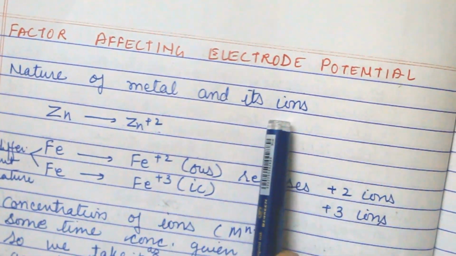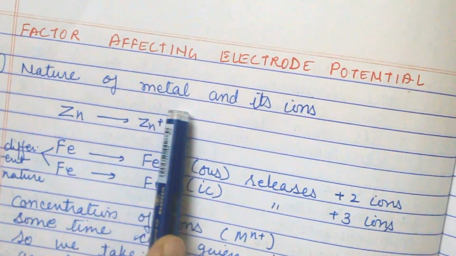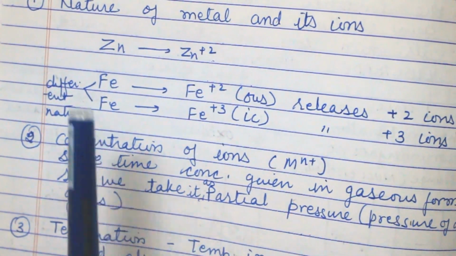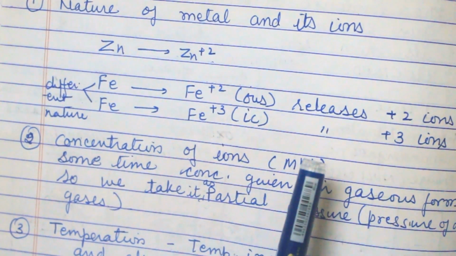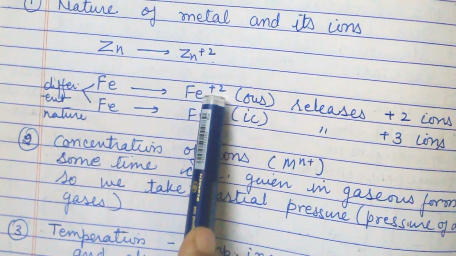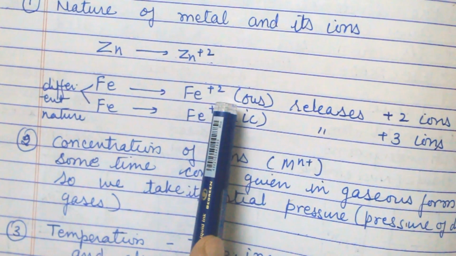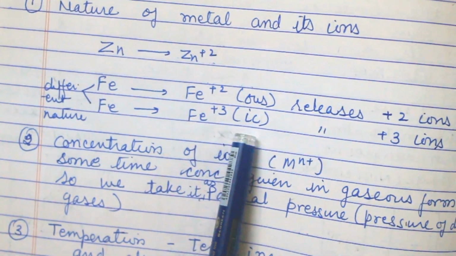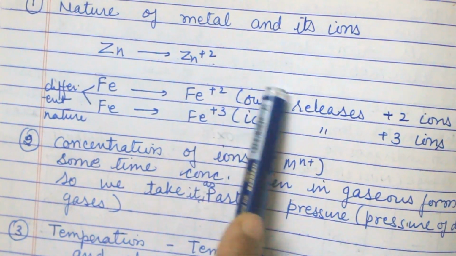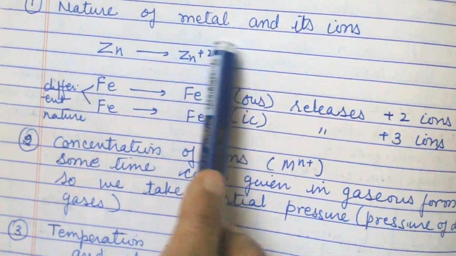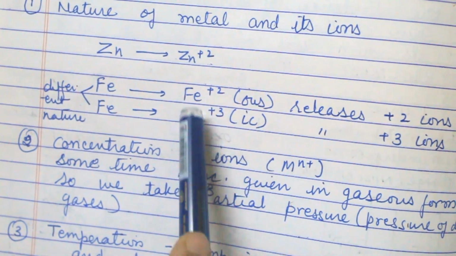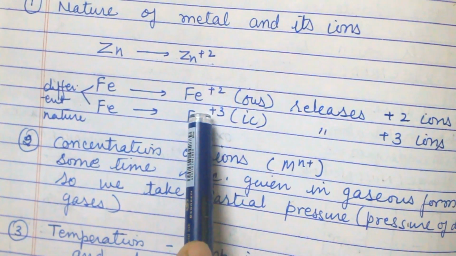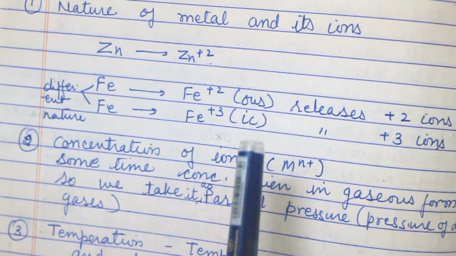Now, factors affecting electrode potential. First is the nature of the metal and its ion. Zinc releases 2 electrons, but iron has variable valency. In the ferrous condition it releases 2 electrons, and in the ferric condition it releases 3. So the metal is the same, but the release of ions is different, and this affects the electrode potential.